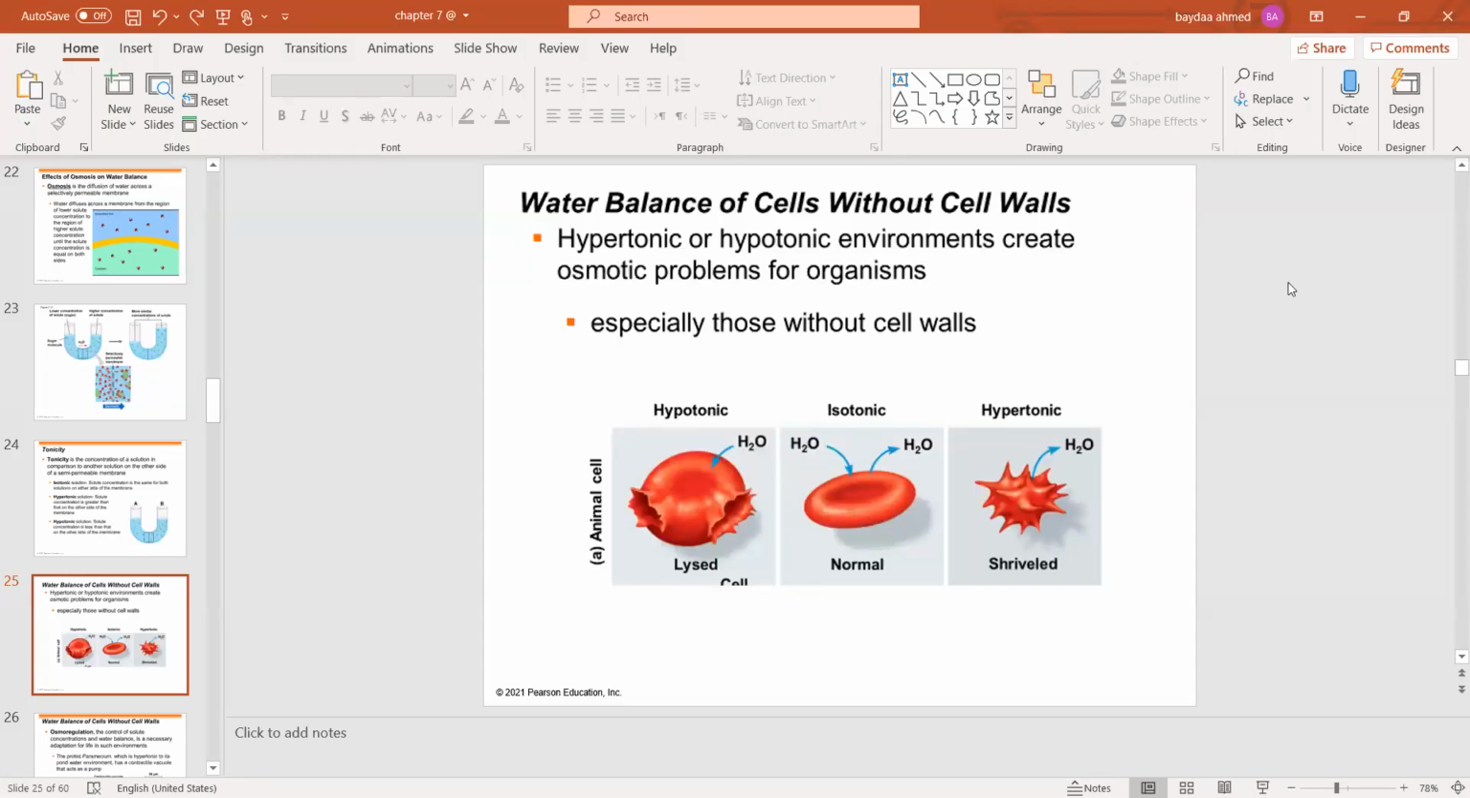If we place the cell in a solution that is hypotonic to the cell, and hypo means below or less, water will enter the cell faster than it leaves, and the cell will swell and lyse, or burst, like an overfilled water balloon. A cell without rigid cell walls can tolerate neither excessive uptake nor excessive loss of water. This problem of water balance is automatically solved if such a cell lives in isotonic surroundings.